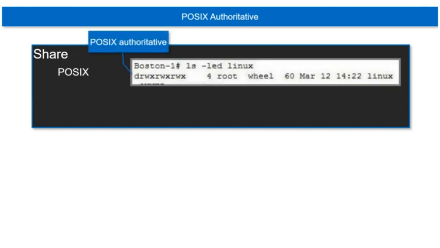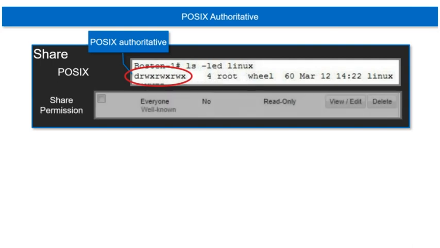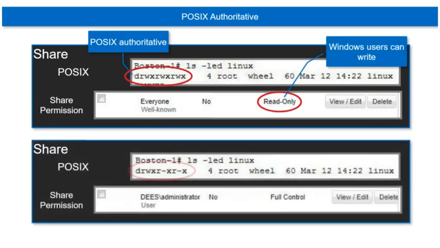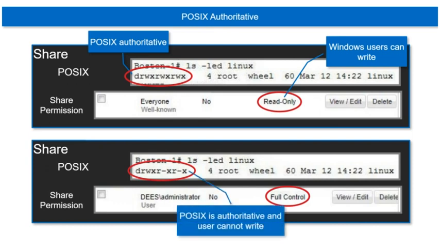With synthetic ACLs, POSIX mode bits are authoritative. With that said, the most restrictive permissions will apply. The first example shows that the share permission is everyone read-only, although the POSIX indicates read, write, execute. Users will not be able to write to the share. The second example shows POSIX at 755, and although the ACL is set to a user with full control, the user cannot write to the share. POSIX is authoritative.